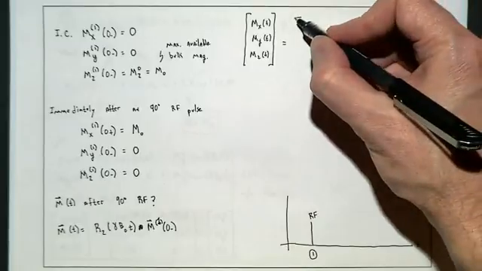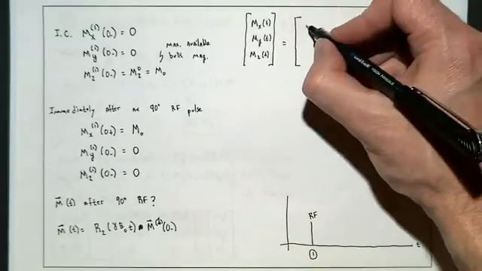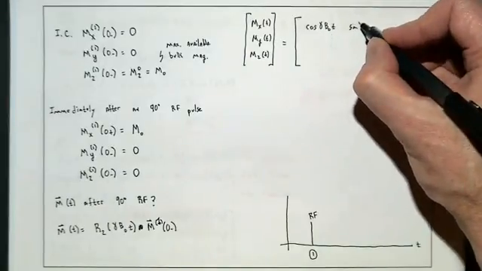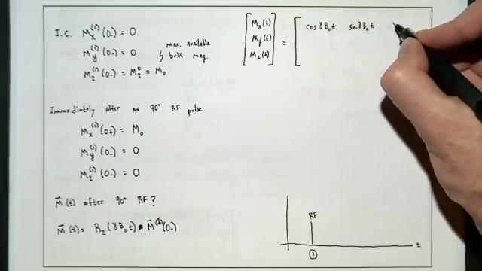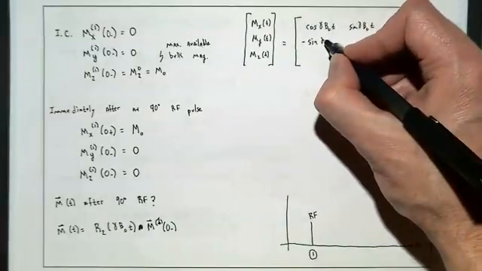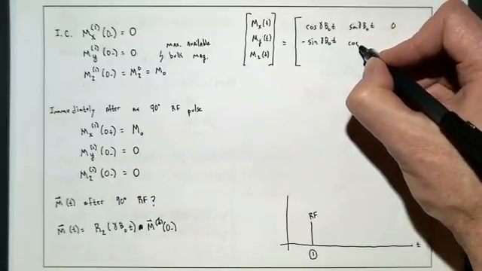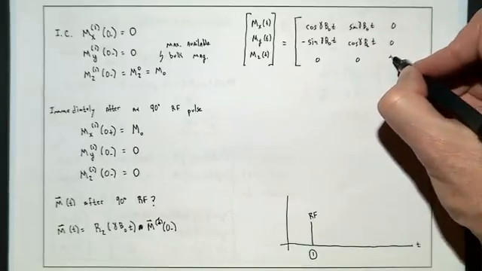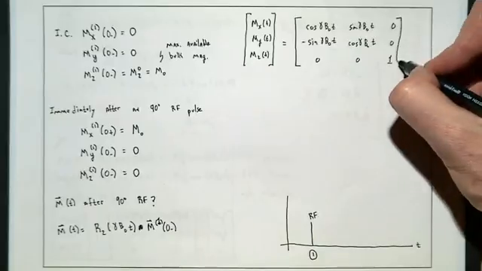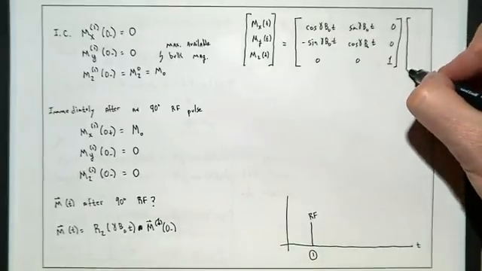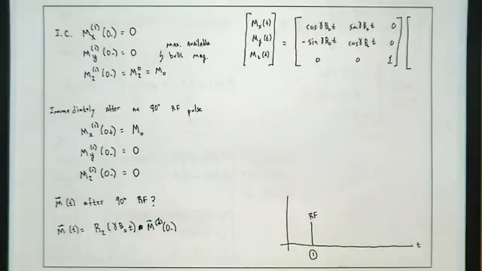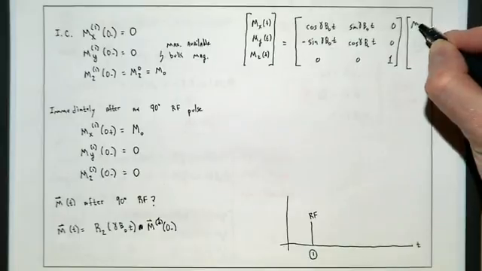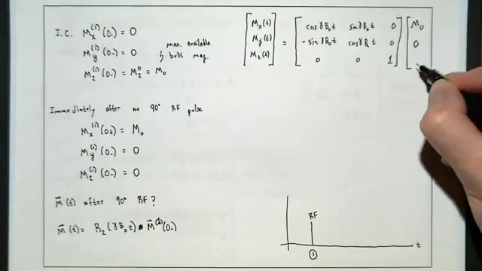And I know what my precessional operator looks like. I had that before. So it's cosine gamma B0 t, sine gamma B0 t, 0, minus sine gamma B0 t, cosine gamma B0 t, 0. Rounding out the last row is just zeros and ones. And now that has to operate on the state of my magnetization after my RF pulse. And what's that? What's the first component? What is it? M naught. Second component? 0. Third? 0.